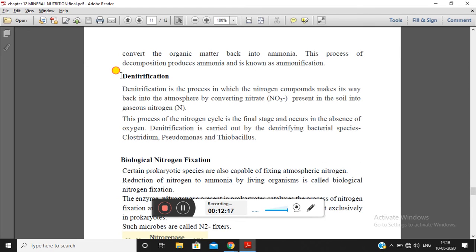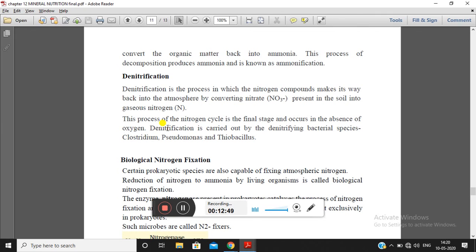The next is denitrification. Denitrification is a process in which the nitrogen compound makes its way once again back into the atmosphere. So in this process nitrogen goes back to the atmosphere by converting nitrate present in the soil into gaseous nitrogen. This process of the nitrogen cycle is considered the final stage and it occurs in the absence of oxygen.